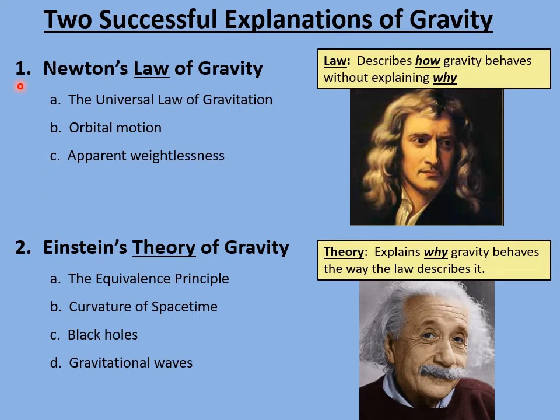So Newton's law of gravity, let's talk about the semantics here. The word law, remember, describes how something behaves in nature. So Newton's law of gravity describes how gravity behaves without an explanation of why it behaves that way. For Newton's description of gravity, we're going to talk about his universal law of gravitation, orbital motion, and also the phenomenon of apparent weightlessness.